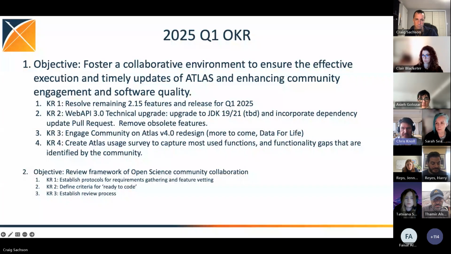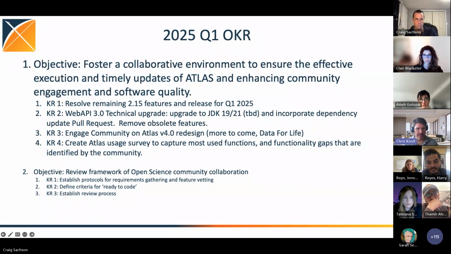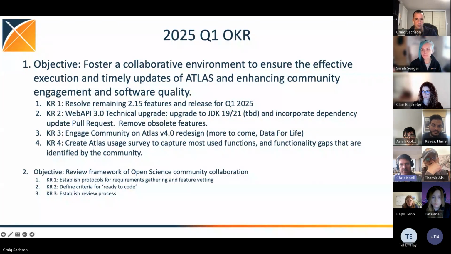And our key result 4, and we'd like to do this sooner rather than later, is to create an Atlas usage survey to capture the most used functions and functionality gaps that are identified by the community. This will help us in our process of moving into our 3.0 platform, because we have the freedom to break backwards compatibility when we move between major releases, from a 2.0 to a 3.0. So we will be able to take this opportunity to remove anything that's obsolete or no longer finding value in the community, and also potentially change around some things for the 3.0 release to make things a little bit more functional.